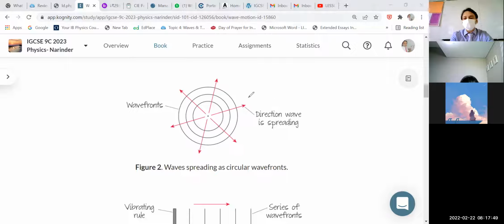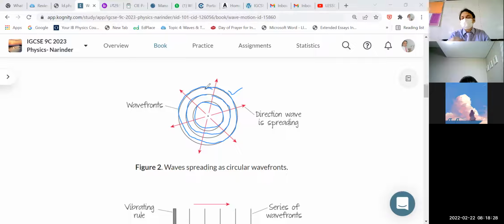Spherical wavefront is obtained when the disturbance is created by a point source. Point source means, for example, in terms of light, if I have a bulb, then the bulb will emit light in all directions. So what kind of a wavefront is formed if I have a small point source which is creating a disturbance? Here the wavefront will be all these circles. These are wavefronts. What are these red lines?